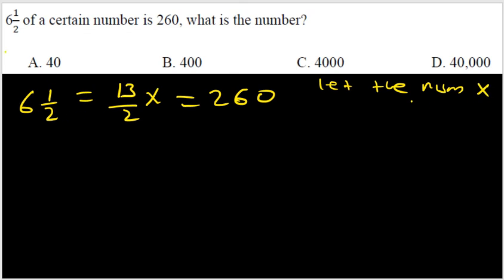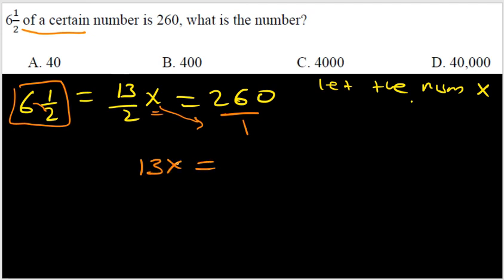then 6.5 of a number, of means times. So I multiply. First of all, 6.5 is the same as 13 over 2. How did I get it? 6 times 2 is 12 plus 1, 13 over 2. Of means times what? Times x. Because 6.5 of a certain number is given as 260. Then I can apply crisscross. 13x times 1 will be 13x, which is equal to 2 times 260, which is the same as 520. Then divide by 13.